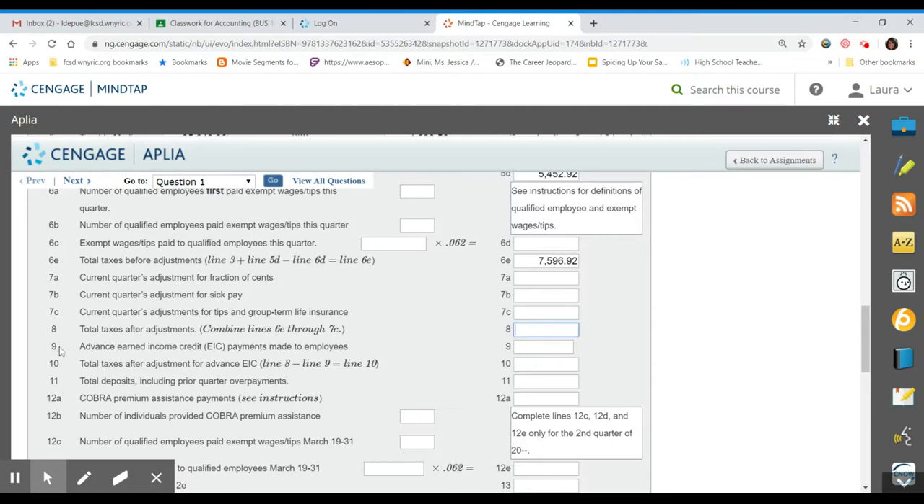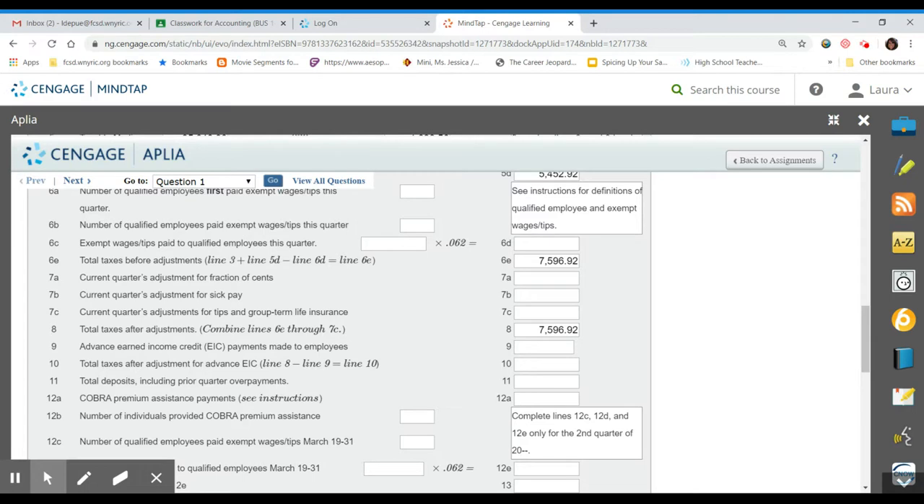So then after the total tax adjustment, or total taxes after the adjustments, combine all of these, we're basically adding zero to the number above. So we're just carrying that number back down, which is the 7,596.92.